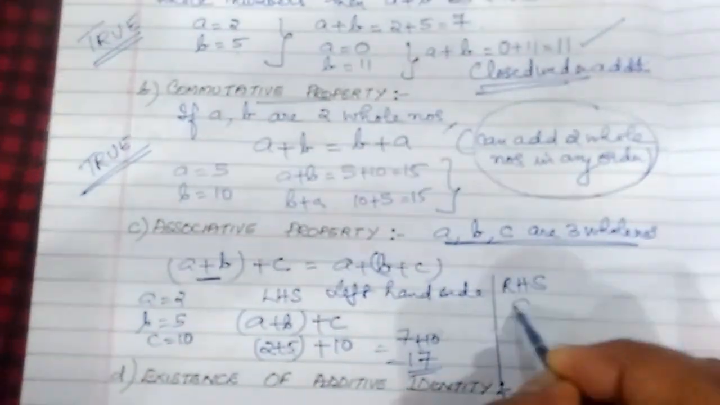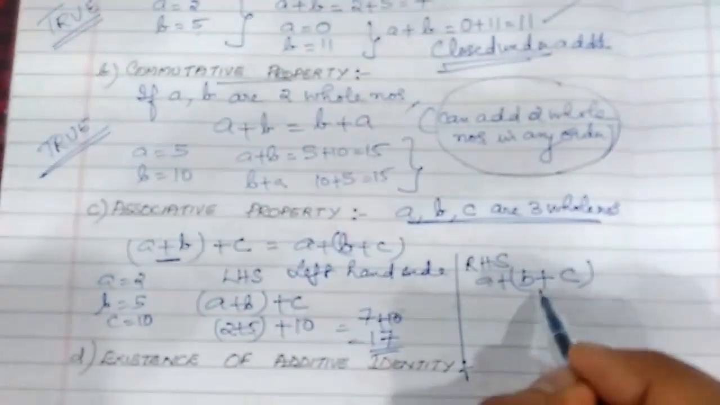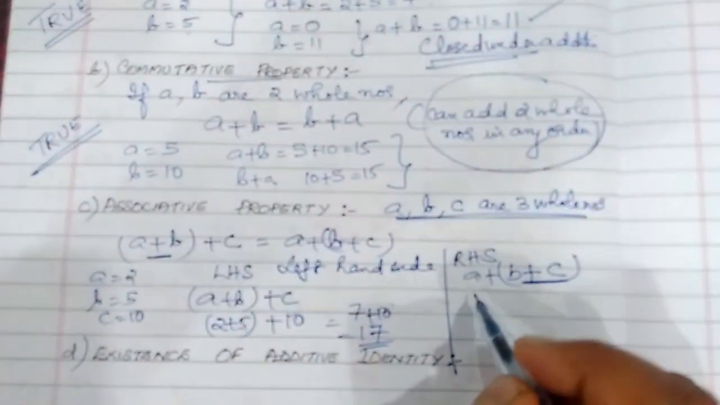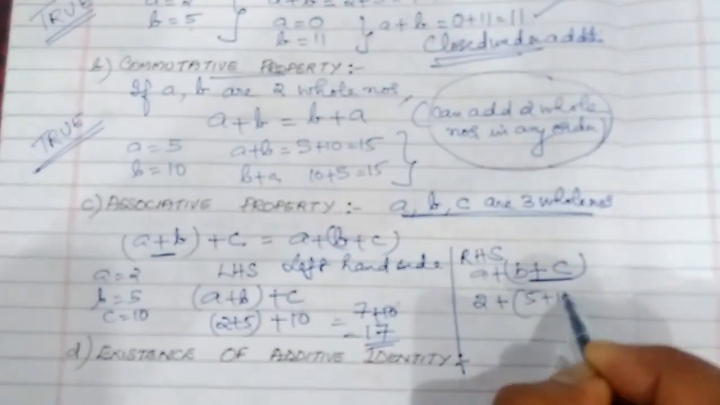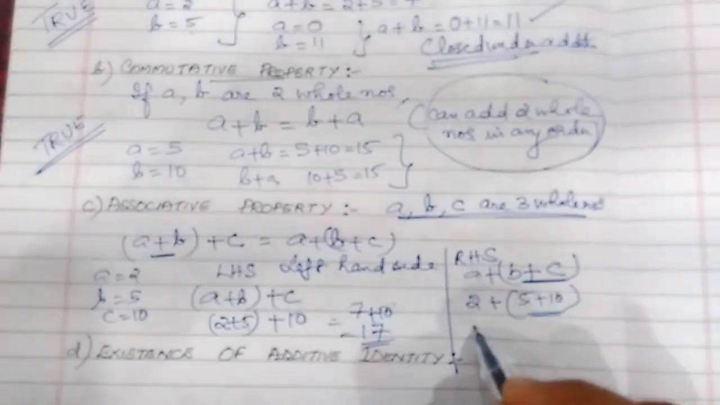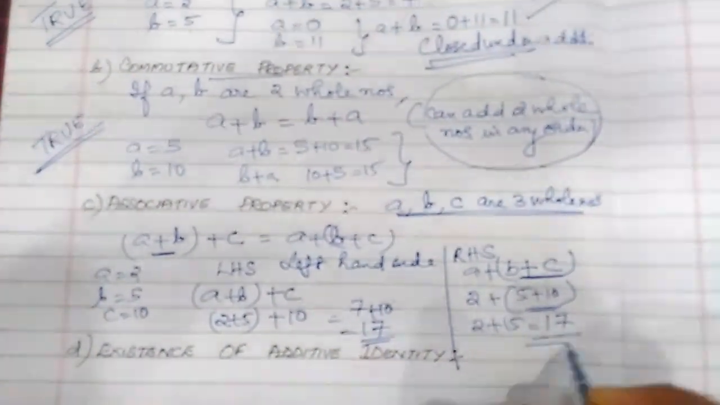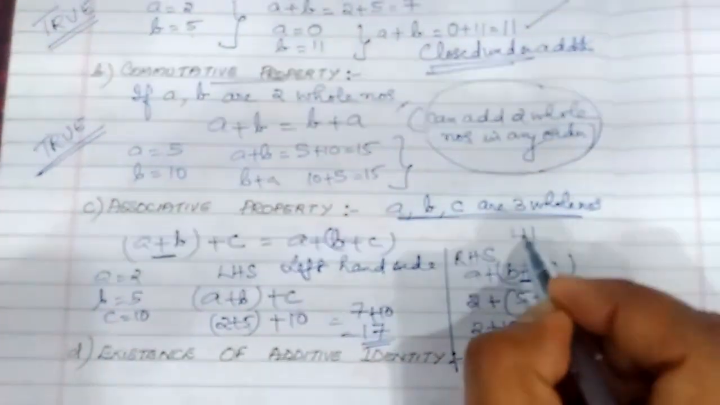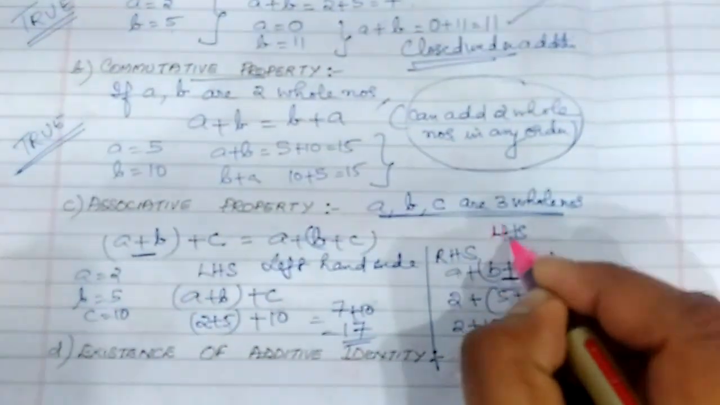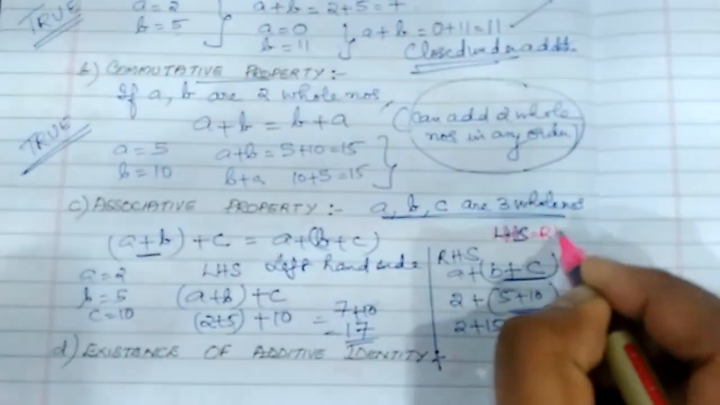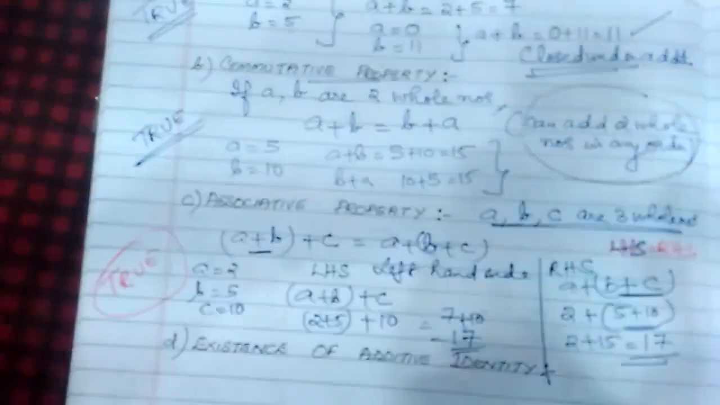Okay, RHS. What is given? A plus (B plus C) within bracket. So first you will add the bracket. Now it is A is given as 2 plus, within bracket, 5 plus 10. What is 5 plus 10? 5 plus 10 is 15. So what is 2 plus 15? It is 17. So LHS is equal to RHS. Isn't it? So that means we have proved LHS equal to RHS. That means it is true for associative property. Okay.